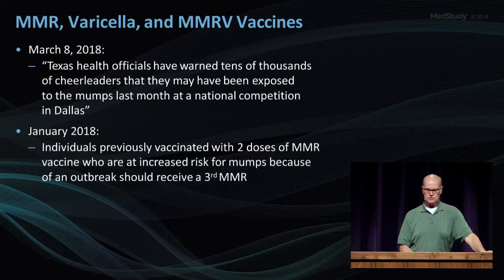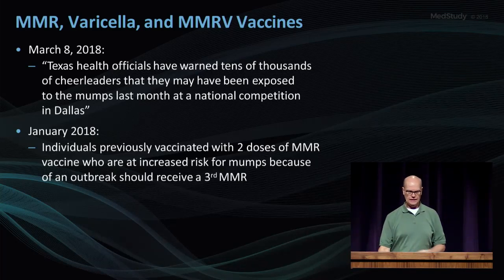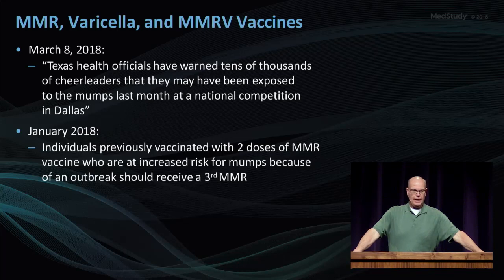All right, mumps is problematic, especially recently. In January of 2018, the AAP recommended that a third dose of MMR be administered to those who are at increased risk of mumps due to an outbreak, even if they have already received 2 MMRs. So this is a relatively new recommendation, probably too new to appear on your boards, but if it does, the answer is to give a third vaccine.